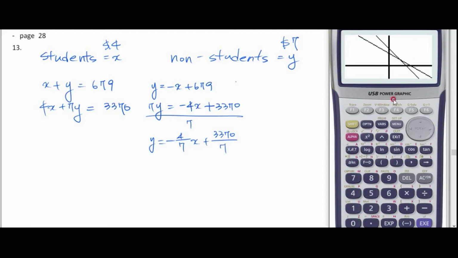And then, if I draw it, the intersection was x is 461 and y is 218. Like this, it asks us how much of a non-student attended, and the answer will be 218.